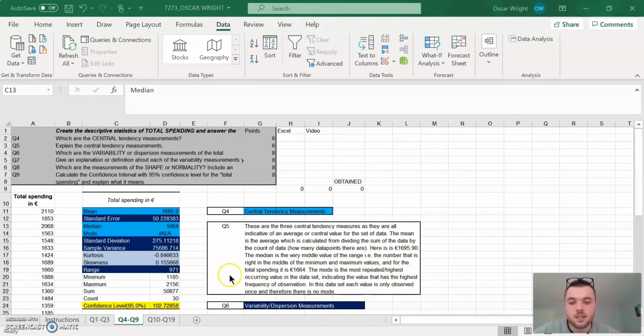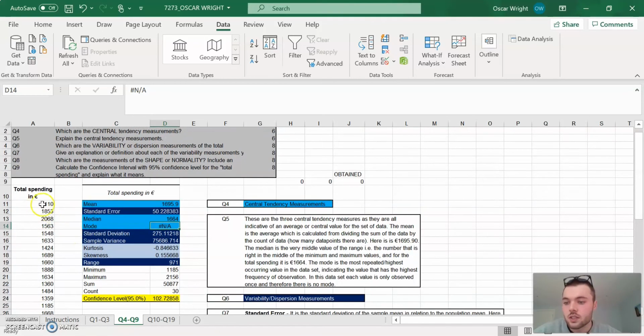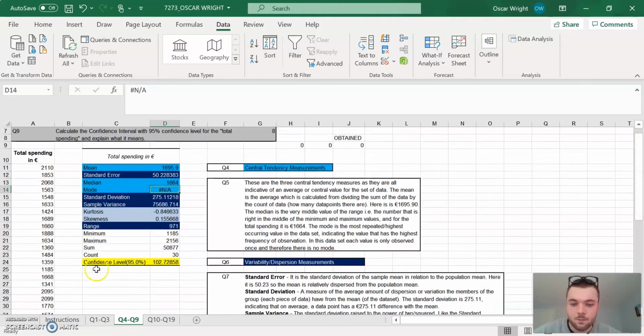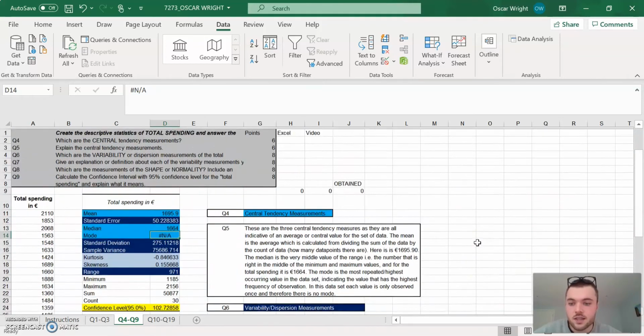And then finally we have the mode. The mode is the most repeated or highest occurring value in the data set, indicating the value that has the highest frequency of observation. In this data set, however, we can see that we have no mode, and that's because no value is repeated. Each value appears once and once only. So unfortunately there's no mode for this data set.